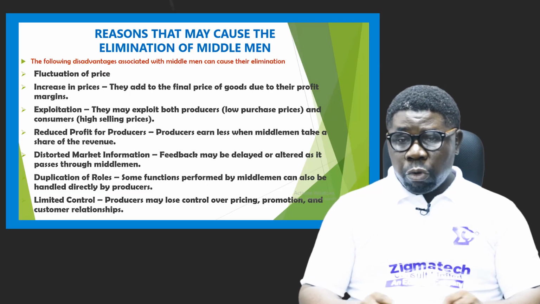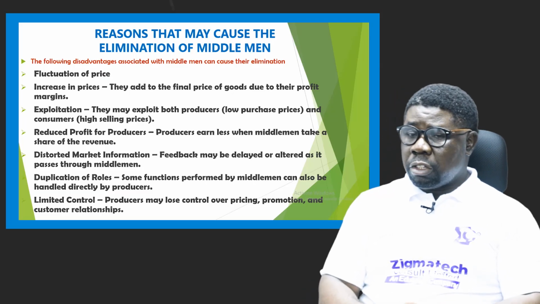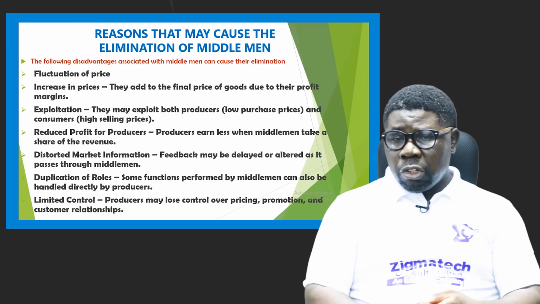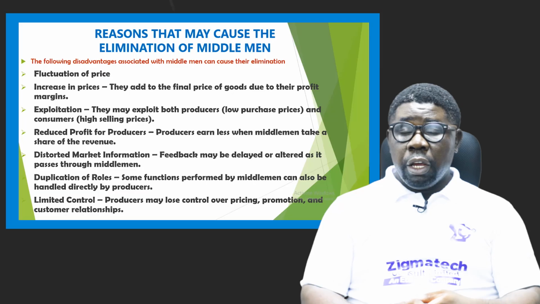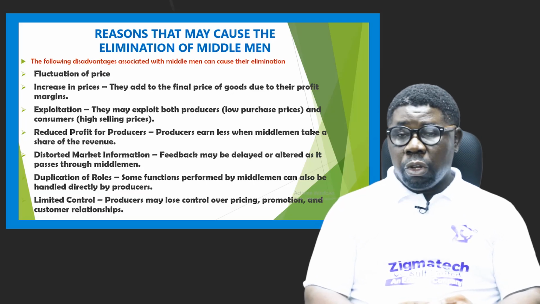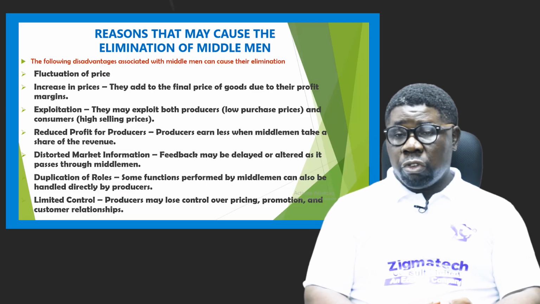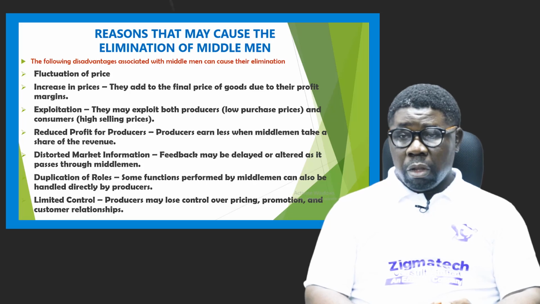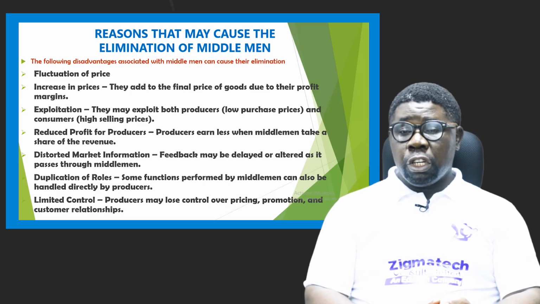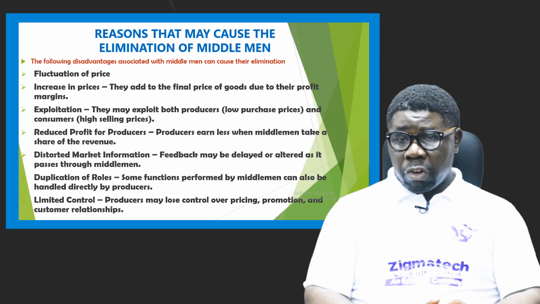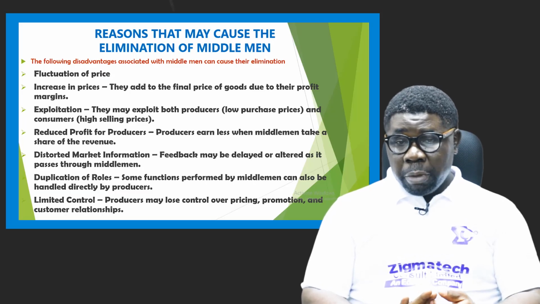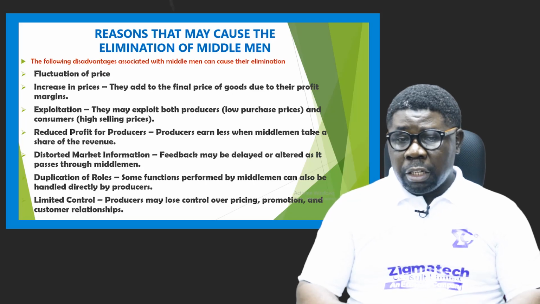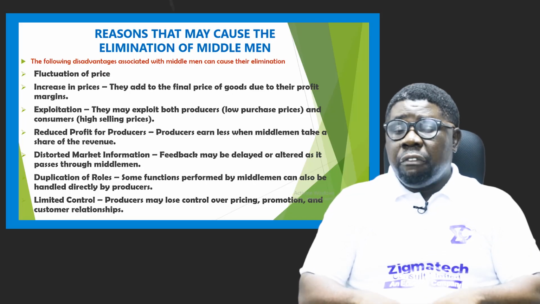Then duplication of roles. Some of the functions of the middlemen can be performed by the producer as well. So if they decide to take over these functions, of course, their job is done, all right? So if the manufacturer sees a reason to take over the job of the middleman by taking care of delivery and marketing and also what? Creating demand for themselves, of course, in this case, the middleman has also been what? Eliminated.